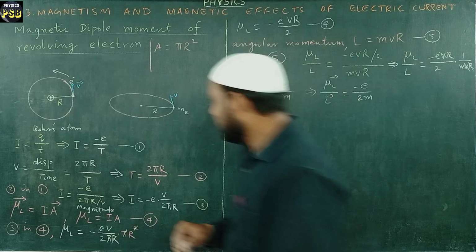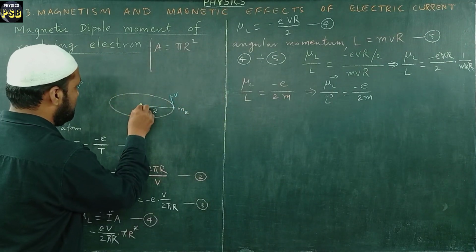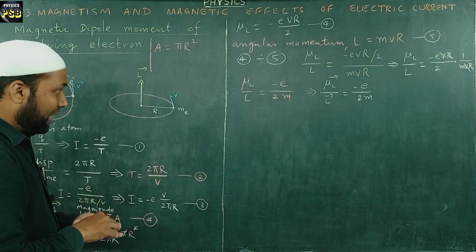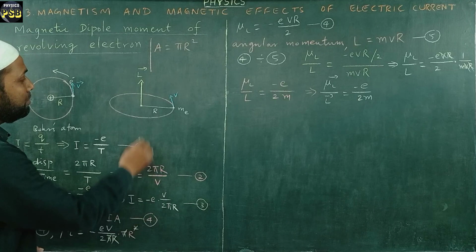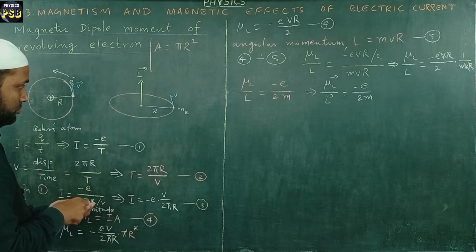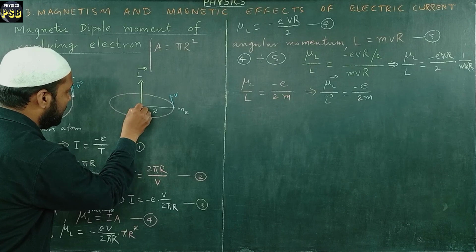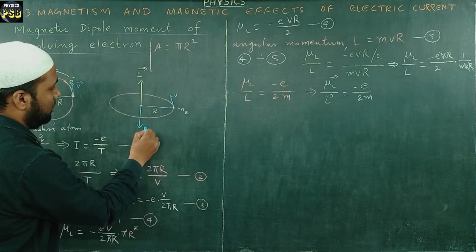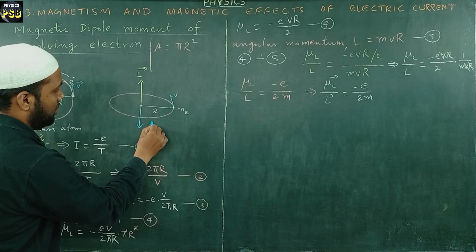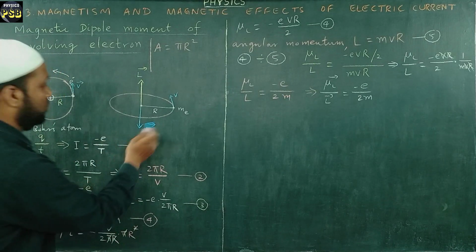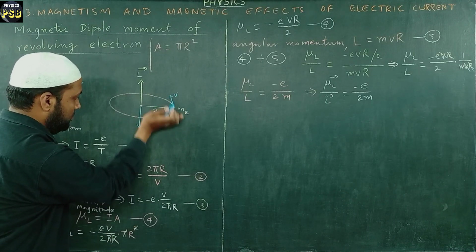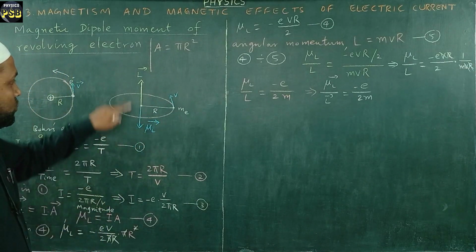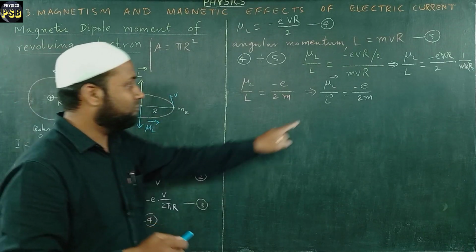What I show you here. See, this is the direction of angular momentum, which acts upward, whereas the magnetic dipole moment acts in the downward direction. This is the angular momentum, and this is the dipole moment, which acts in the downward direction. So they act opposite to each other. To represent that, we have a minus in here.